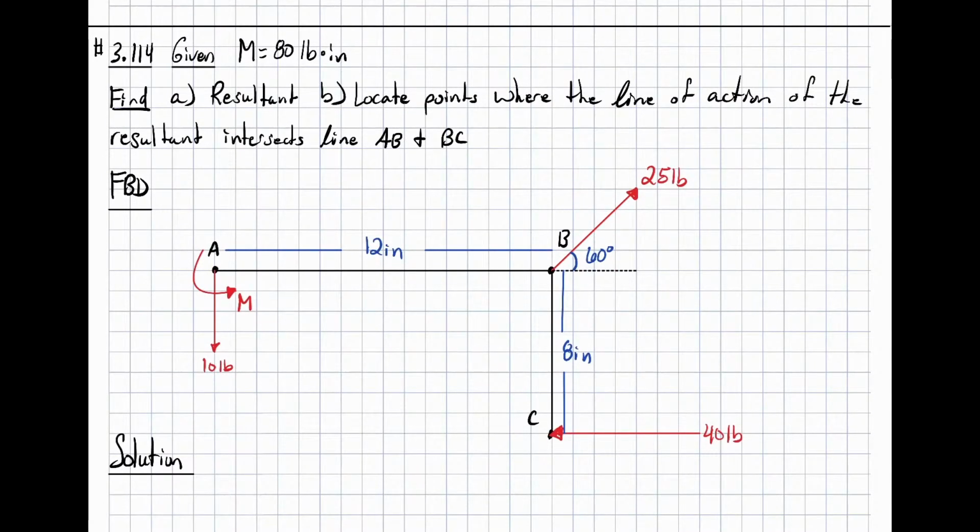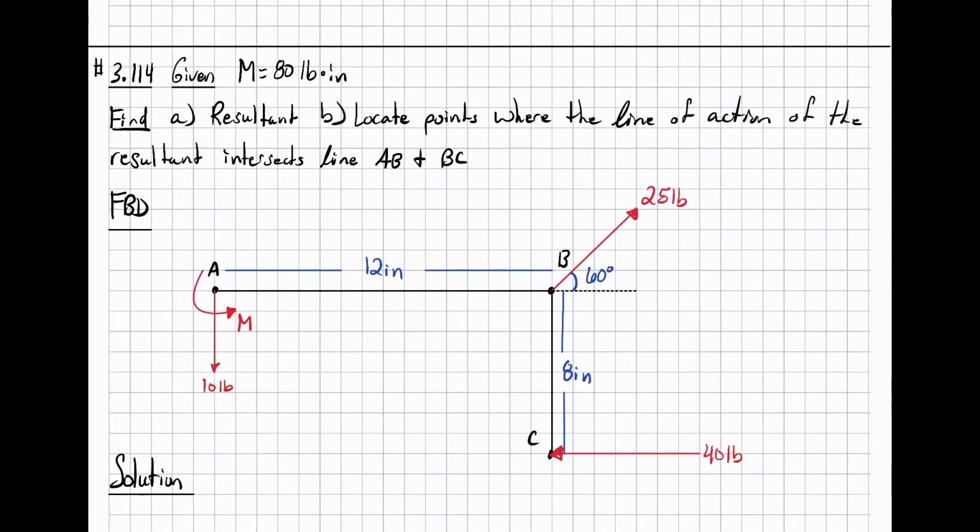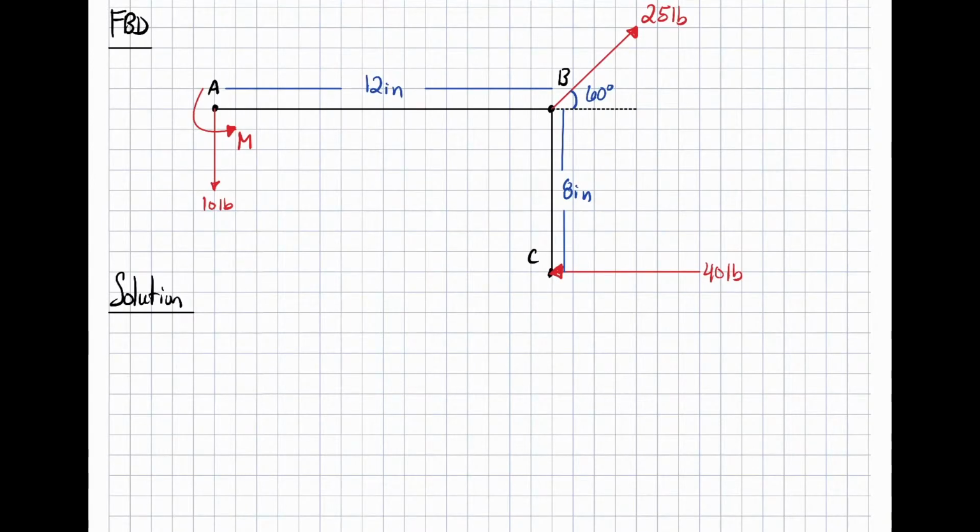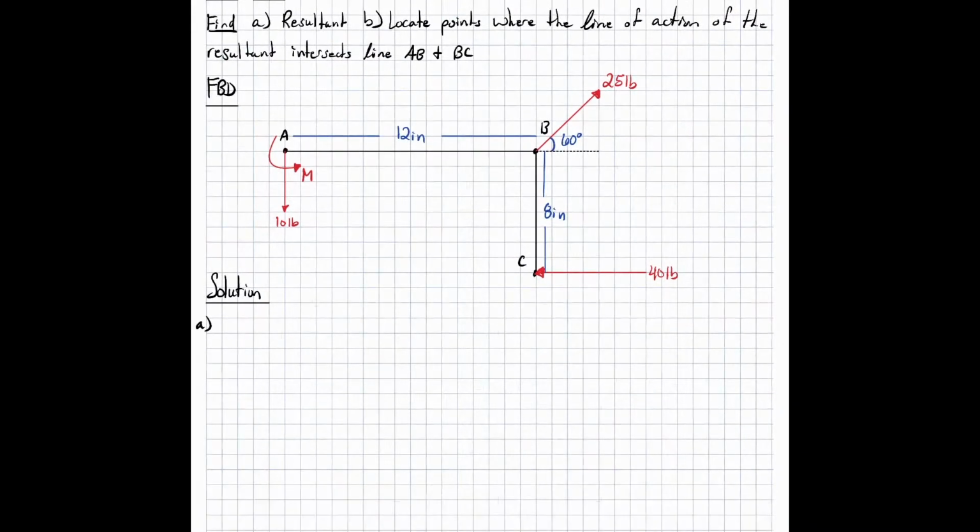Okay, very last problem, 3.114. 3.114 is just a simple frame. They gave us a moment of 80 pound-inches, and the moment is at A. They ask us to find the resultant and locate the points where the line of action of the resultant intersects lines AB and BC. So first, we'll just worry about the resultant, then we'll worry about the line of action portion. So part A, let's find the resultant.